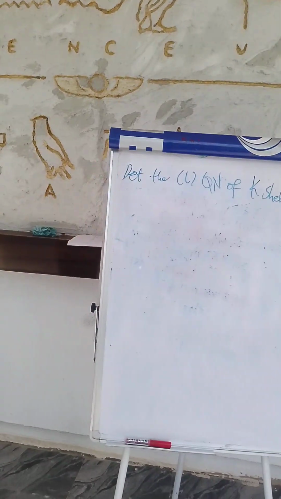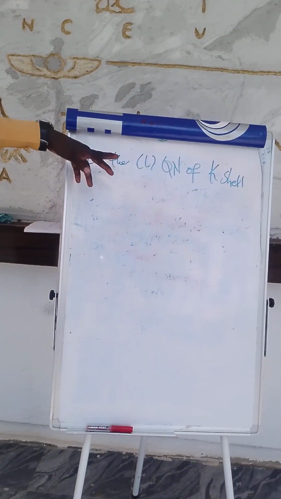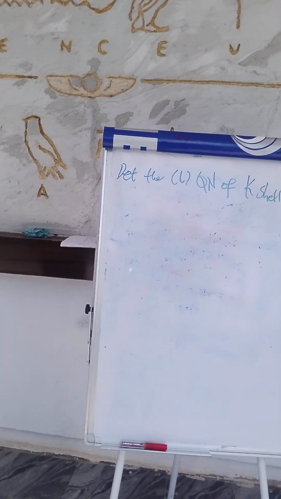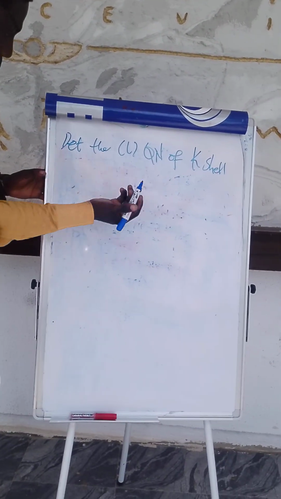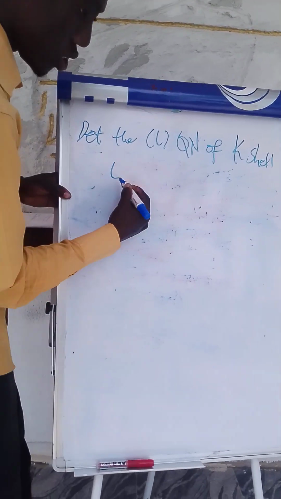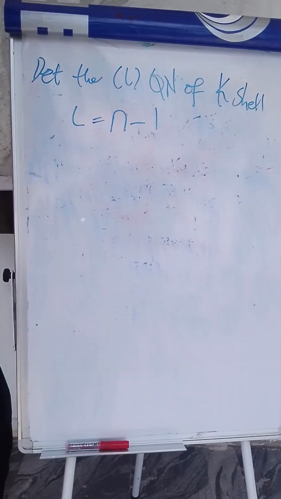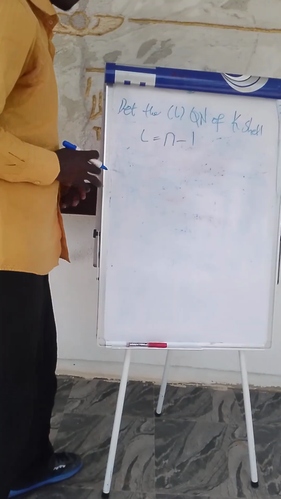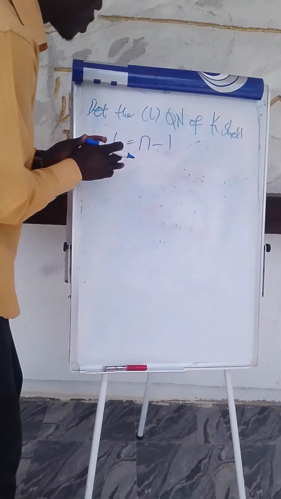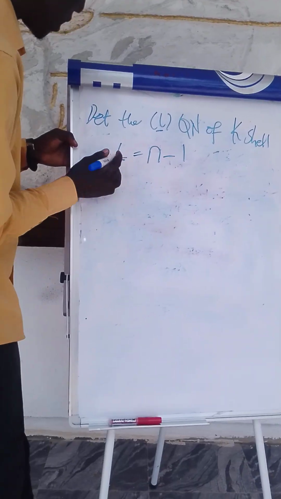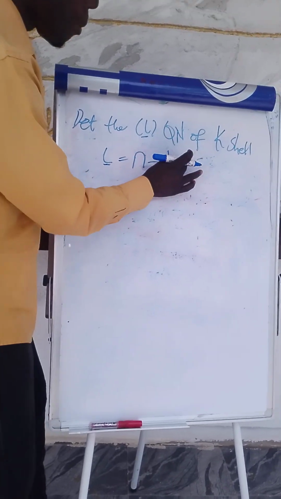So now what will you do here? When they're asking you to find the azimuthal quantum number of K shell, and I gave you the formula. So the very first thing, your formula is what? L equals N minus 1. This is your formula. So then you say, determine the azimuthal. I told you azimuthal is given as L. Quantum number of the K shell.